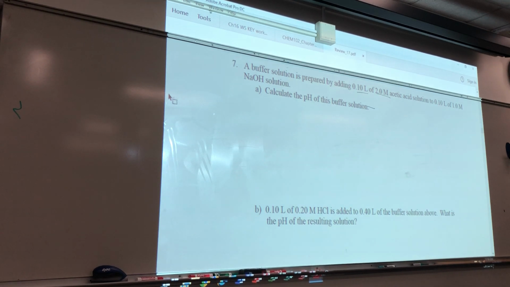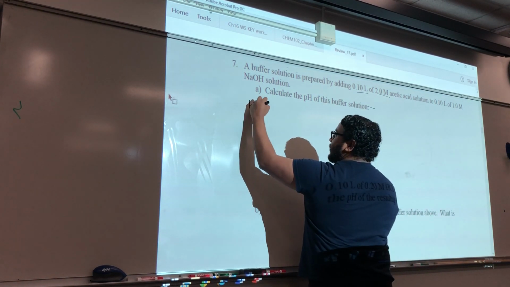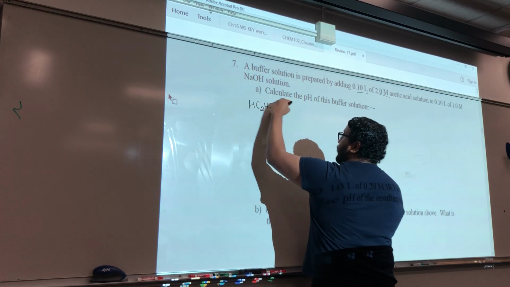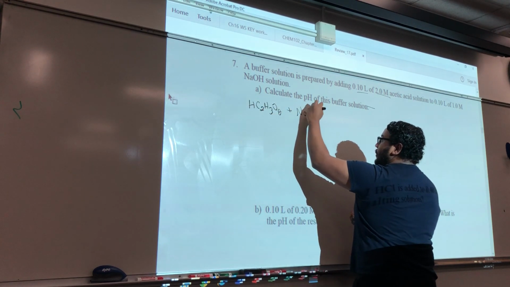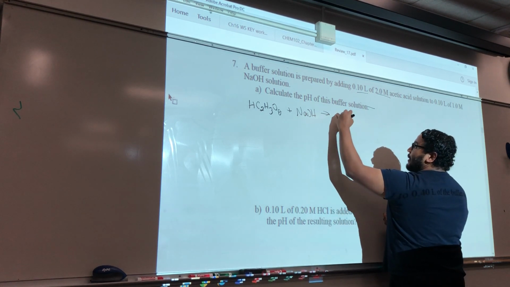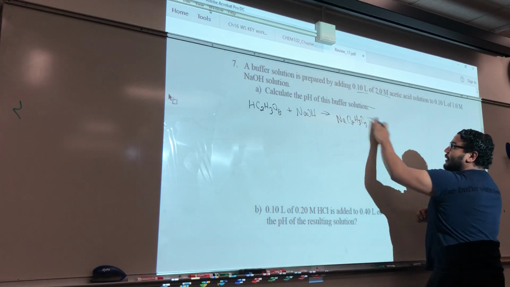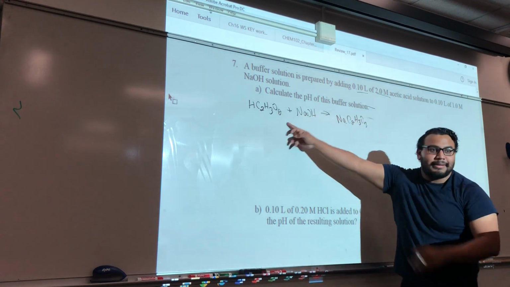Yeah, right. So let's notice really quick, we're not mixing a strong acid and strong base anymore, right? We're mixing a weak acid with a strong base. In particular, we're mixing acetic acid. So let's do the equation. It'd be HC2H3O2 plus NaOH. And as a result, we produce sodium acetate, the conjugate base, and water.